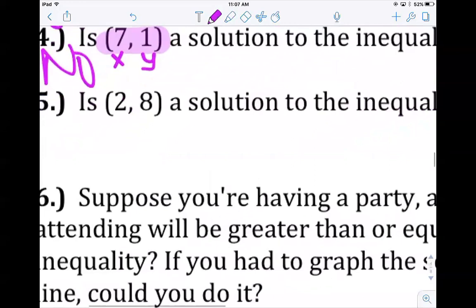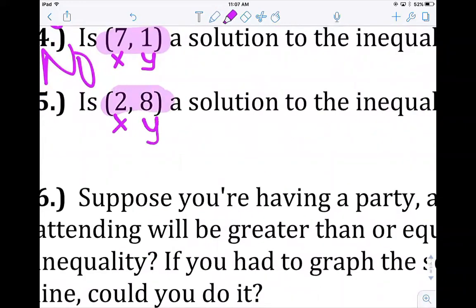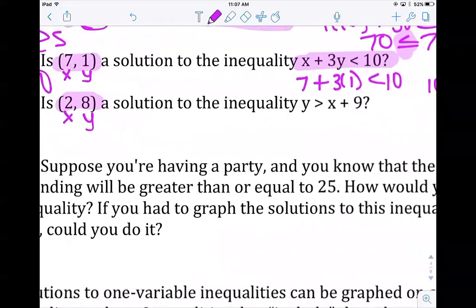Same thing. We have our x and our y. So x is 2, y is 8. We're going to plug it back into this inequality now. And we want to keep in mind that the first thing is y. A lot of times people see that first digit and they automatically think it's the first one in the ordered pair, but it's not. So we're going to plug in our y, which is 8.